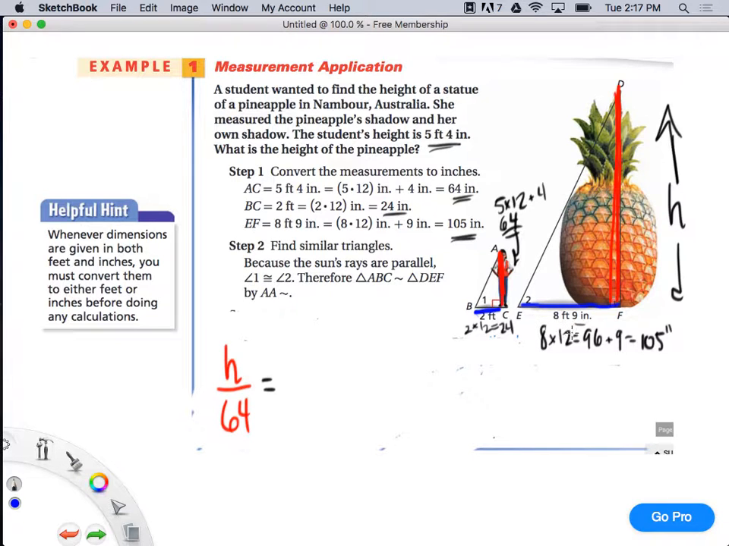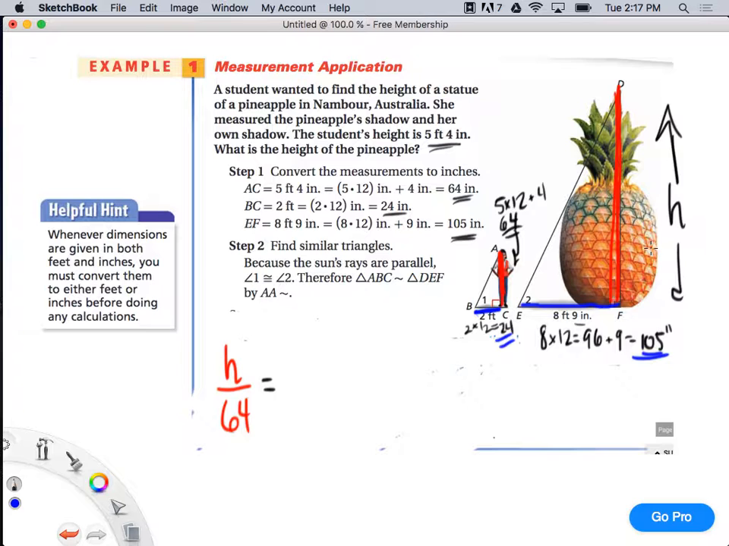Which one do I put on top? 105 or 24? This is 105 here. This is 24 here. Why do I put 105 on the top? Oh, never mind, you put 24. No, that's right. It is 105. The bigger number.